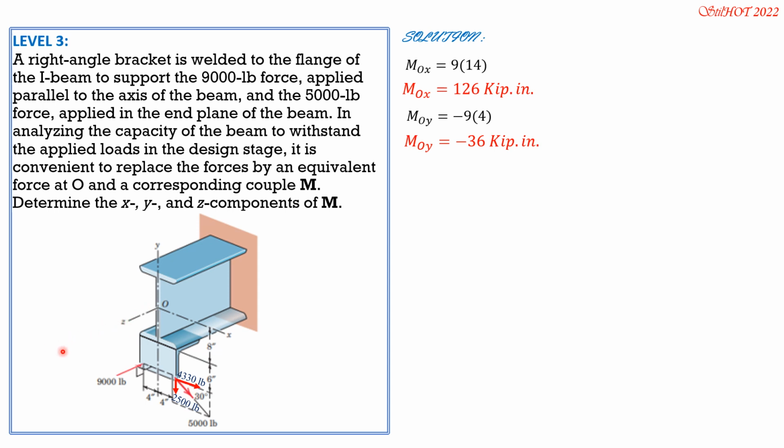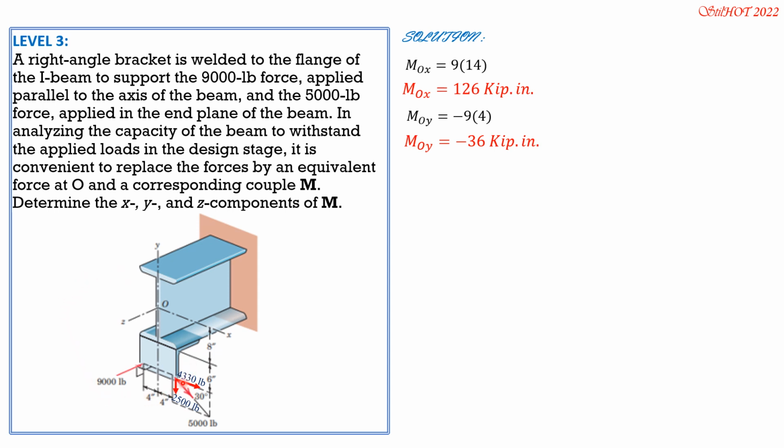If this is your right thumb, the curling of your forefingers would be in that sense. Again, the positive moment about the z is in that sense. This is the arrow direction. The 9 kips is parallel, so no moment. The 4.33 kips is the same sense, so positive. The 2.5 kips is in the opposite sense, so negative.